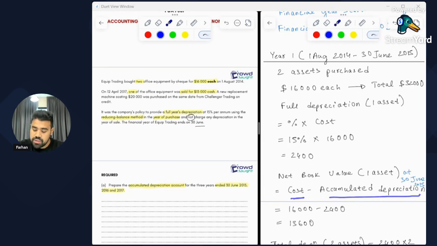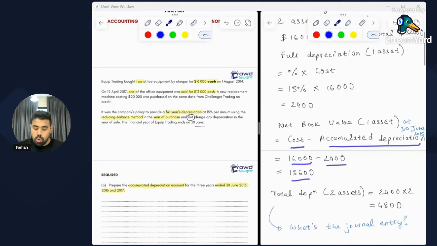The original cost is $16,000 for one asset, and the accumulated depreciation is $2,400, which is the depreciation expense that we have so far in the first year of usage. That gives us a net book value of $13,600 at 30 June 2015, or at the end of the first year. Okay? And that's only for one asset.